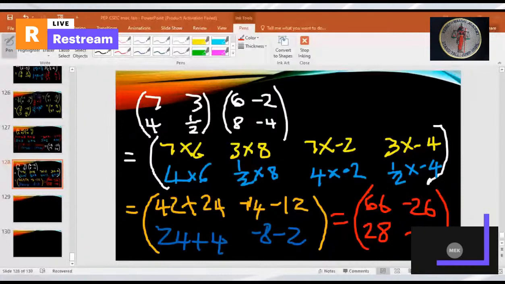So again, when you multiply a 2 by 2 matrix by another 2 by 2 matrix, you're going to end up with a 2 by 2 matrix. So it's row by column. The first row is the 7 and the 3, and we'll multiply by the column 6, 8, and the next column negative 2, negative 4. So let's do one more.